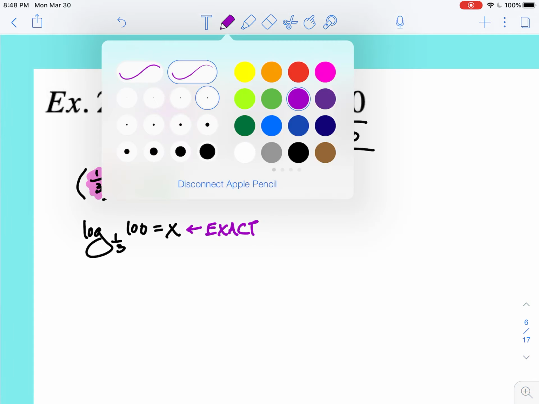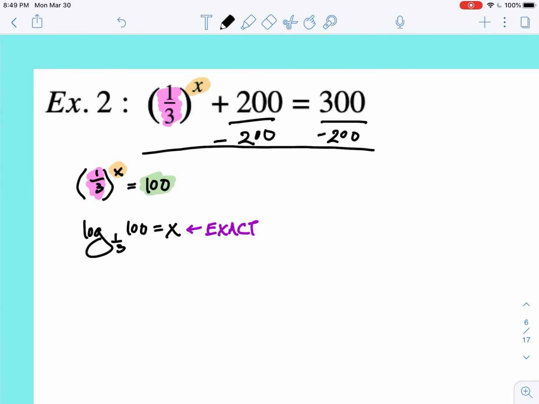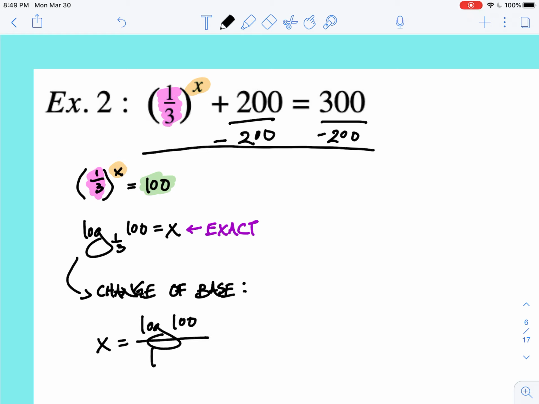Now, if you wanted to find out a decimal answer for this, you would use your change of base to type it into your calculator. And there's two ways you can do that. You can say that x equals log of 100 over log of 1/3. Or if you prefer the natural log, you could do natural log 100 over natural log 1/3.